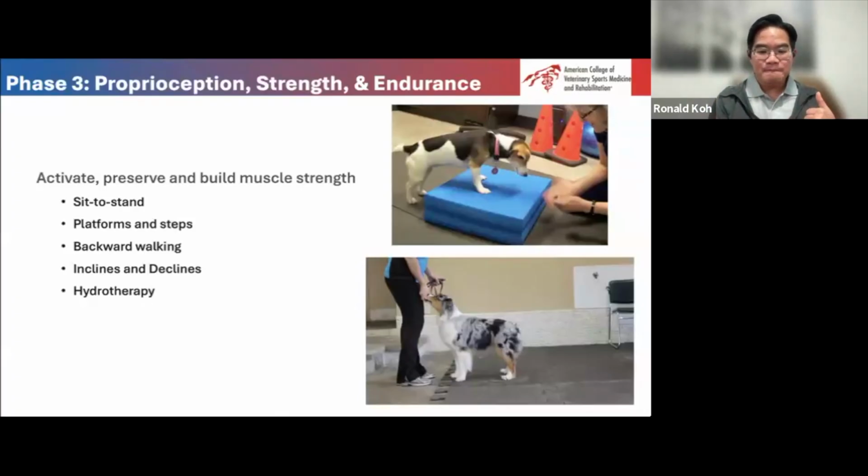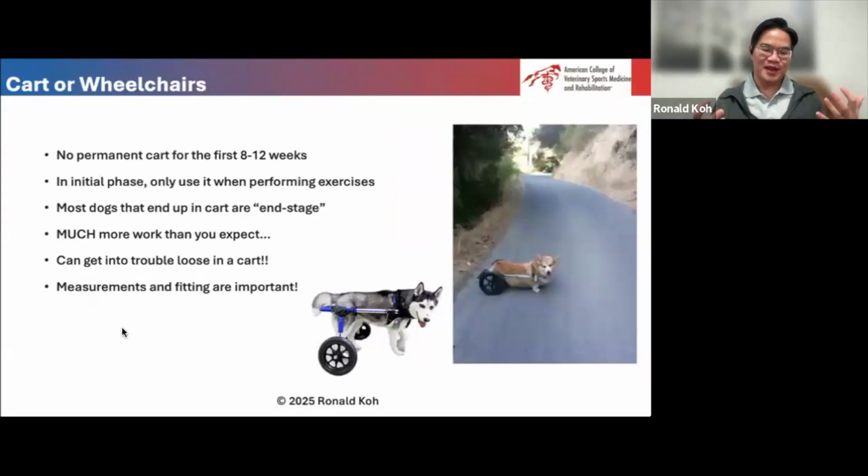Good. Okay, last one. There's probably one thing that people always ask: when should I start a wheelchair or cart for the dogs? I don't have a good answer for that, but I usually try to avoid putting the dog in a permanent cart for at least 8 to 12 weeks after injury or after surgery. Because if you put them in a wheelchair, sometimes they rely on the wheelchair. They may not want to use the hind limb anymore.